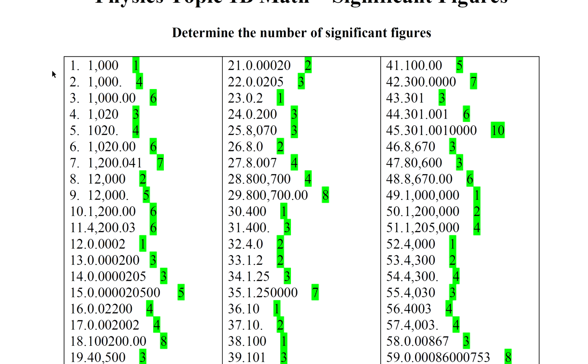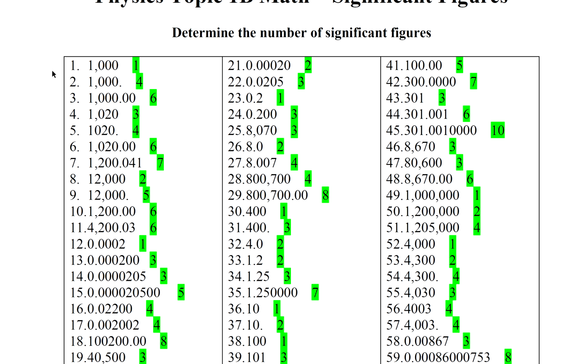Question 8 is similar to question 1. Only the 1 and the 2 are significant. The 3 zeros are not. Question 9 is similar to question 2. All the numbers are significant before the decimal point. You see the difference between question 8 and 9. In question 8, there was no decimal point. In question 9, there is a decimal point.